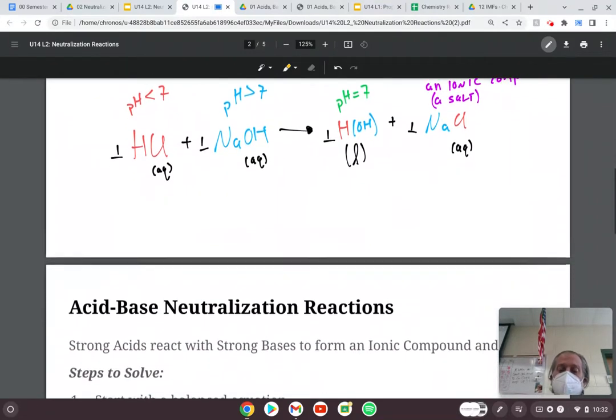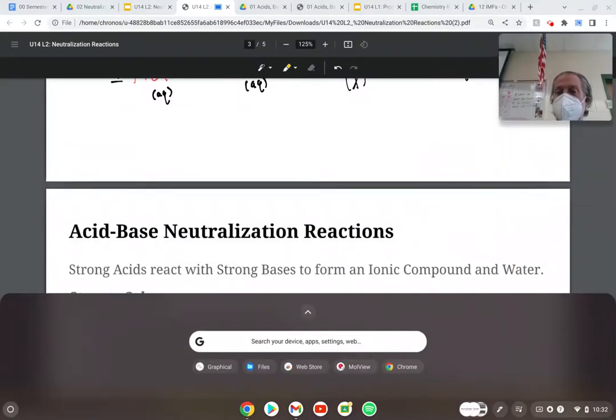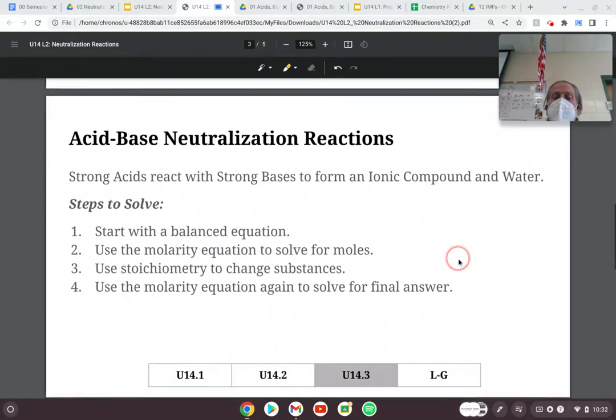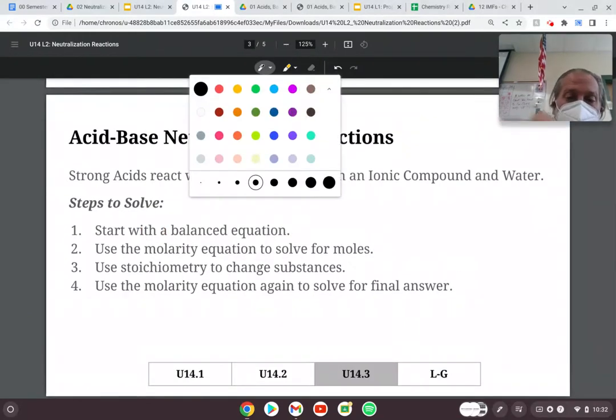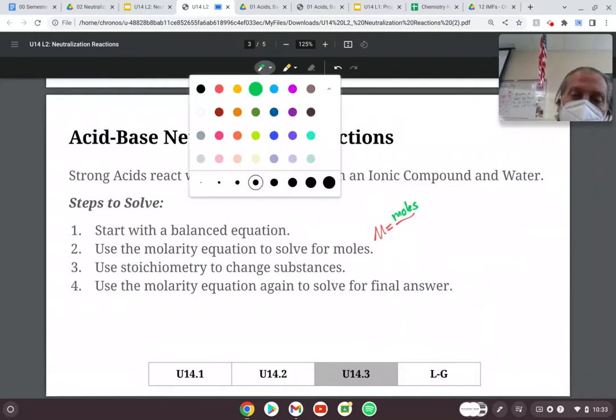Now, there are some things that we can track or do as a result of all neutralization reactions. One of the things that we should always start with is a balanced chemical equation. That's pretty simple. In this class, you'll be provided the balanced chemical equation. The next thing is calculating the molarity, or using the molarity equation to solve for moles. Molarity, you might recall, is equal to moles over liters.